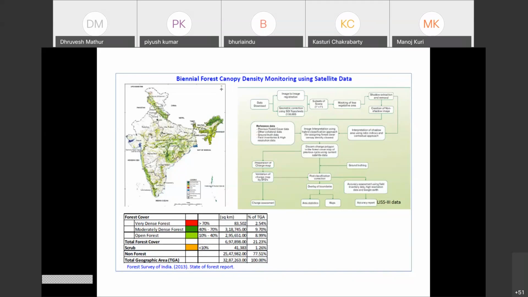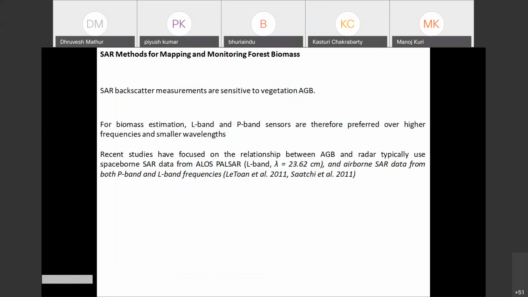And now recently, Forest Survey of India is also including the SAR data analysis for the biomass assessment that has come out recently in the State of Forest Report, 2017. So now here, as I have said, the radar backscatter is actually sensitive to the vegetation biomass, the above-ground biomass. Here, for biomass estimation, mostly the L-band data and P-band data are preferred over the smaller wavelengths.